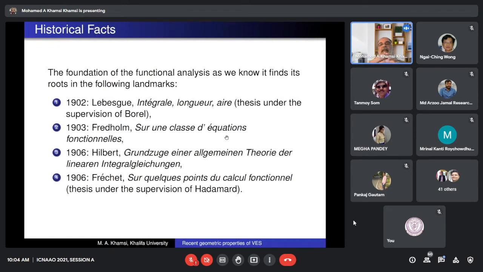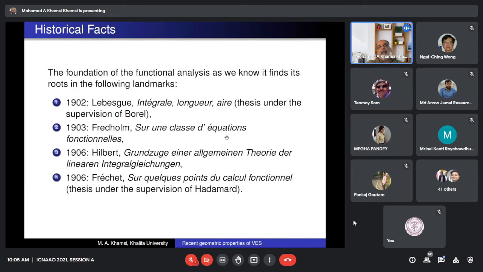So this goes around the same period of time. We're looking at the people with major influence on the development of what's known as functional analysis, okay? So you have 1902, Lebesgue, with his integration. That was a major revolution of the time. You have Fredholm and Volterra and so on and so forth for the integral equations. You have Hilbert, of course, who is considered as one who influenced modern mathematics in a real sense.